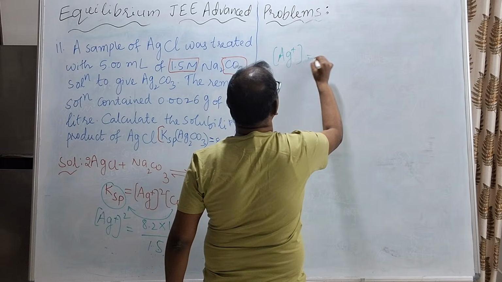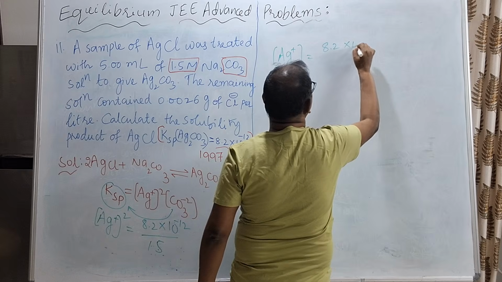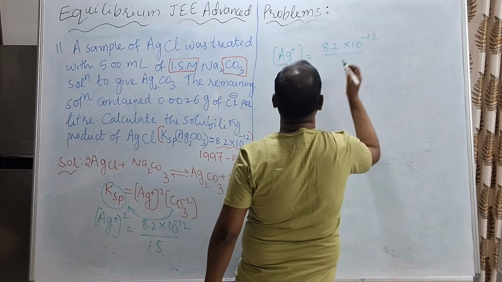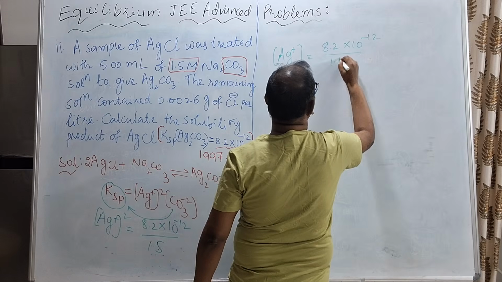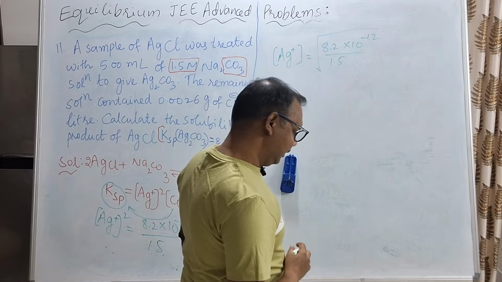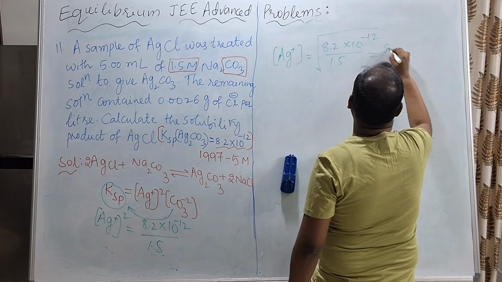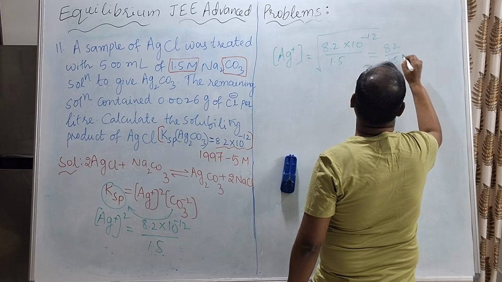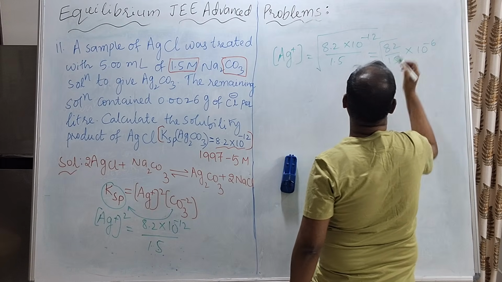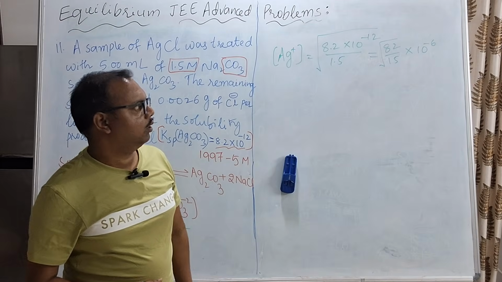Concentration of Ag plus is equal to 8.2 into 10 power minus 12 by 1.5, the overall root. You can write the equation here as 82 by 15 into 10 power minus 6. If you remove the root, then 82 by 15 becomes what?